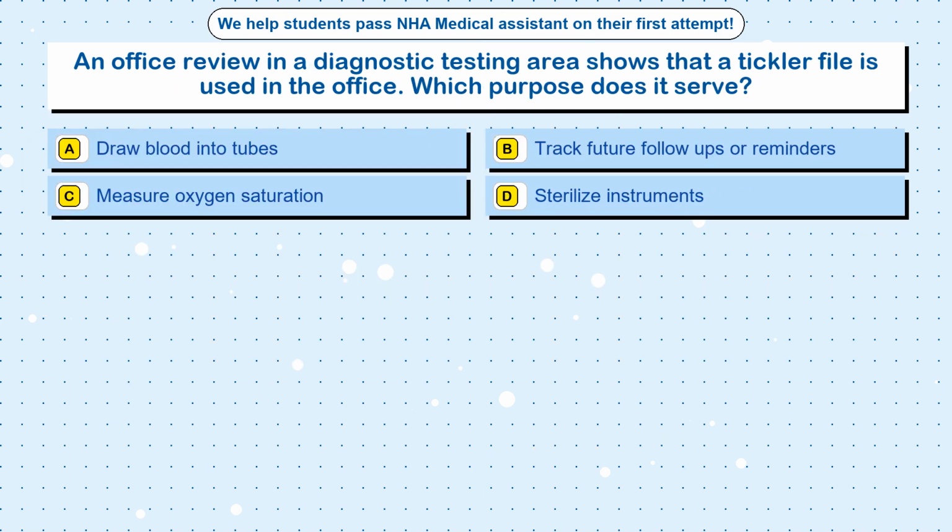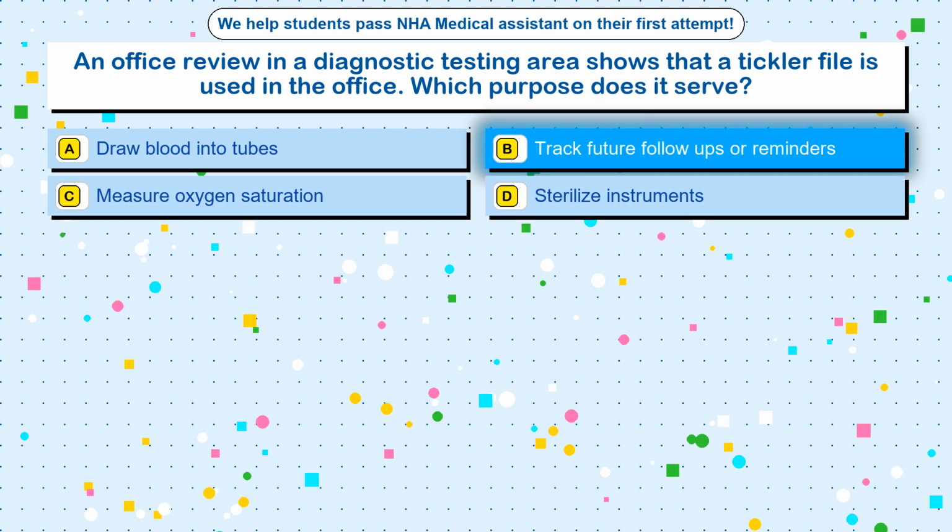Question 98. An office review in a diagnostic testing area shows that a tickler file is used in the office. Which purpose does it serve? Option A. Draw blood into tubes. Option B. Track future follow-ups or reminders. Option C. Measure oxygen saturation. Option D. Sterilize instruments. The correct answer is option B.